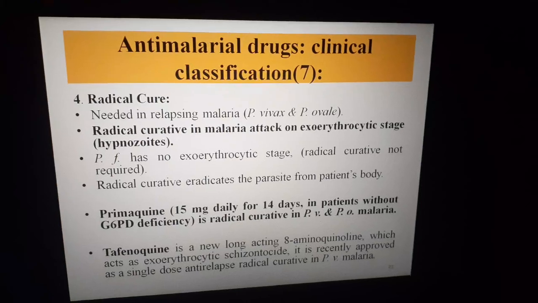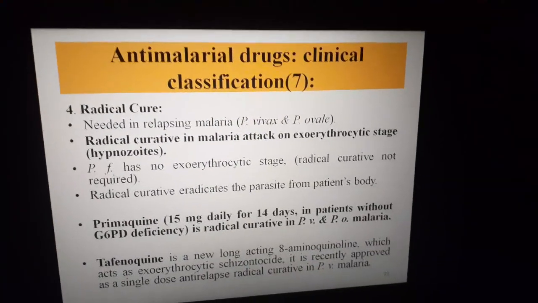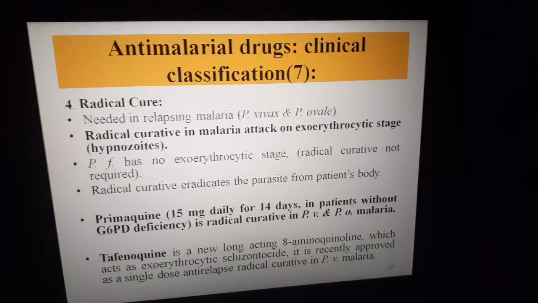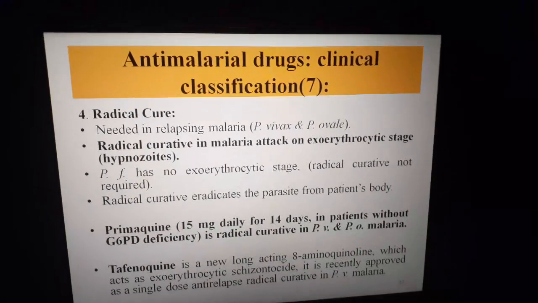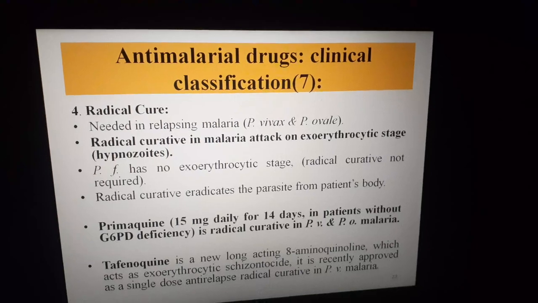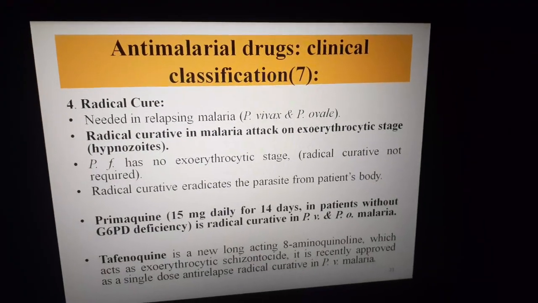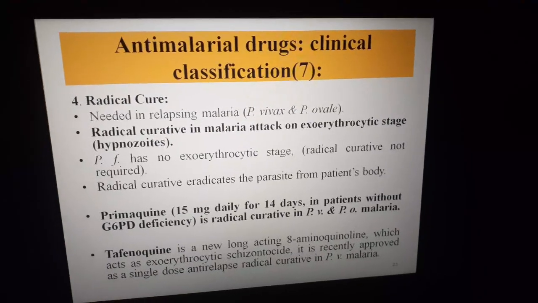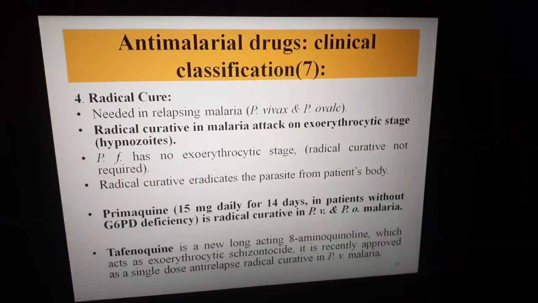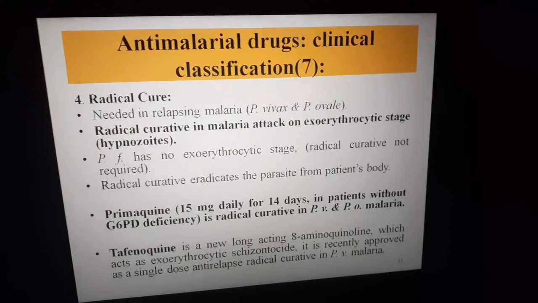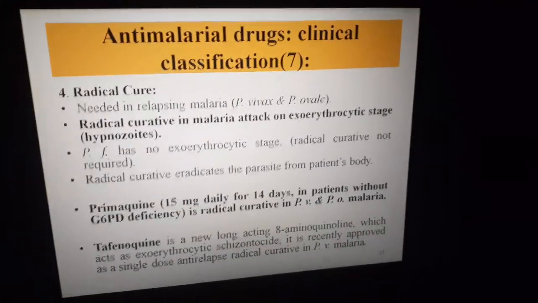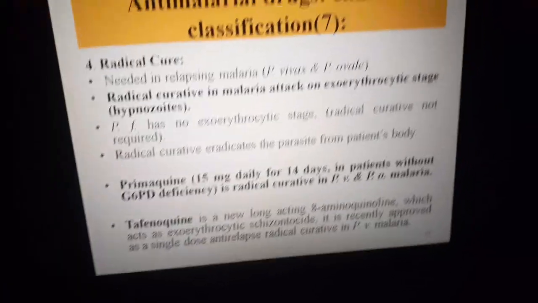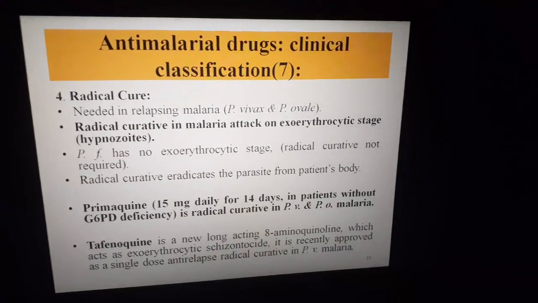As I have mentioned earlier, a radical curative is needed in Plasmodium vivax and Plasmodium ovale malaria, as they have the exoerythrocytic stage, that is the hypnozoite. Fortunately, in Plasmodium falciparum, no exoerythrocytic stage is seen, so a radical curative is not required. The drug is primaquine 15 mg daily for 2 weeks in patients without G6PD deficiency in Plasmodium vivax and Plasmodium ovale malaria. Tafenoquine is a new longer acting analog of primaquine with a short course.